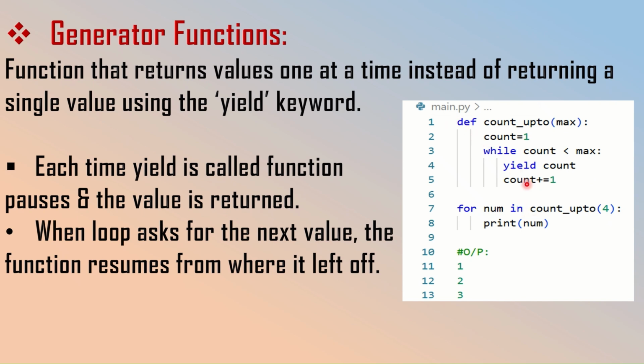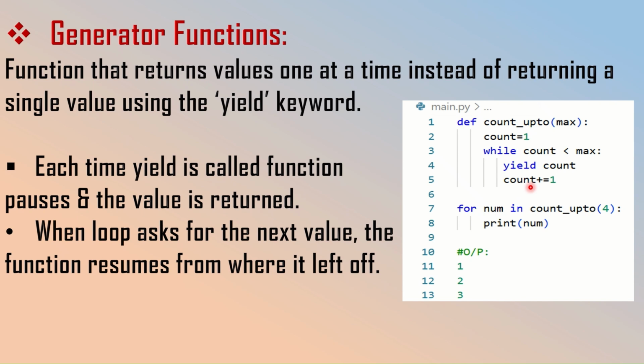But what happens is, whenever it sees this yield keyword, it pauses the function and returns the value. The value gets returned to this for loop, and then it prints that return value. Once it prints the value, the Python compiler resumes the function from where it left off. Previously it left off here, right?